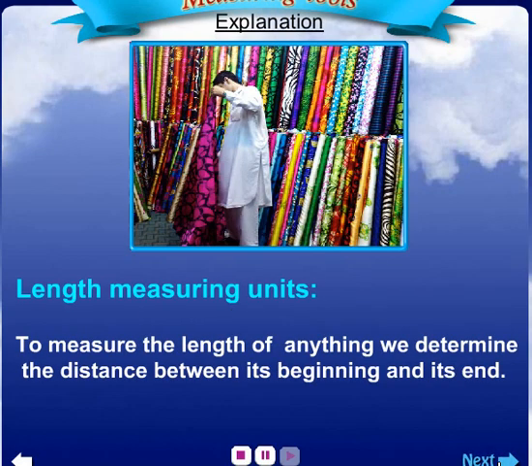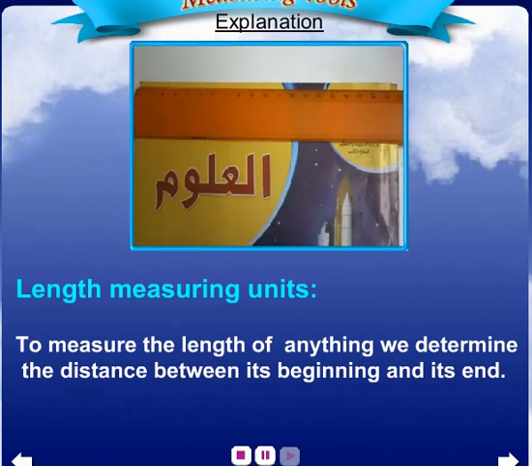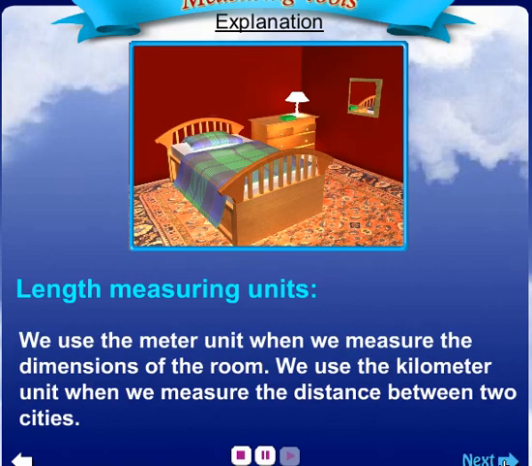Length measuring units. To measure the length of anything, we determine the distance between its beginning and its end. If you want to measure the length of a book, as an example, we use the ruler. We use the meter unit when we measure the dimensions of the ruler.